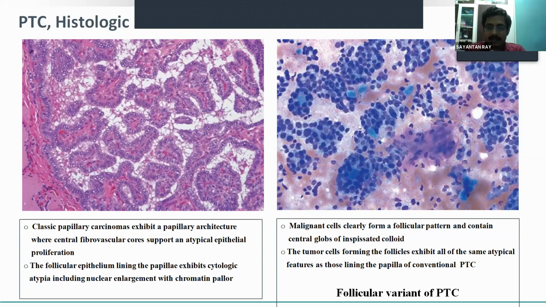Here, the malignant cells forming a follicular pattern and contain a central globule of inspissated colloid. Here, colloid is blue because of the particular stain. So, the tumor cells forming the follicles actually exhibit all the same atypical features as those lining the papilla of a classic papillary thyroid carcinoma. So that is follicular variant of PTC, an entirely different picture. And that's why a substantial number of follicular variant of PTC cases are initially misdiagnosed as suspicious for follicular neoplasm.